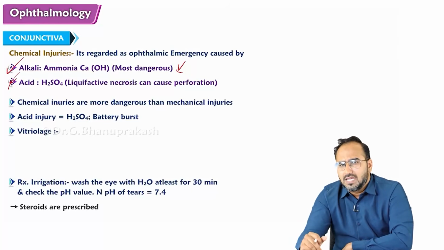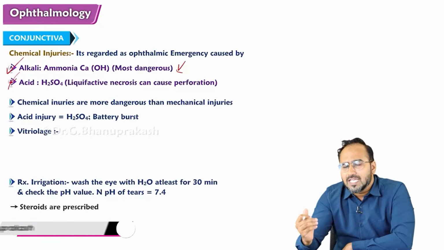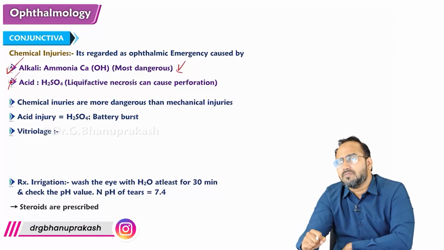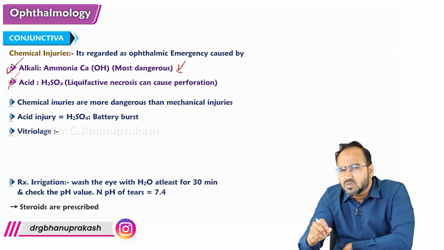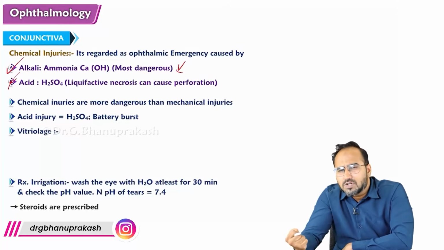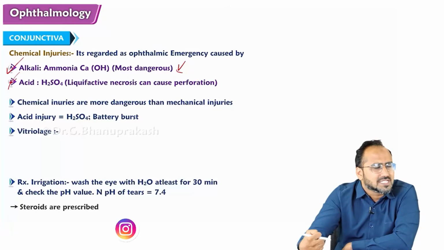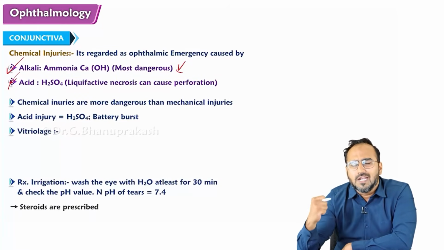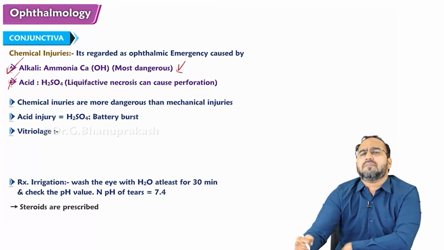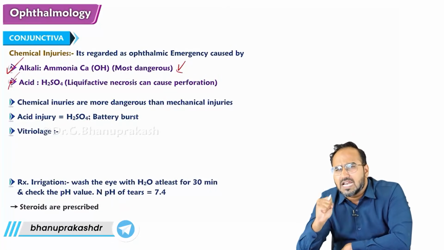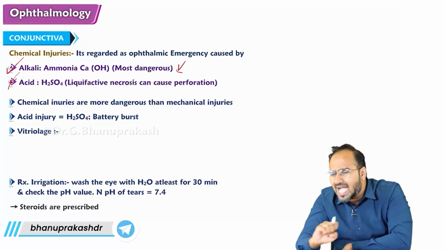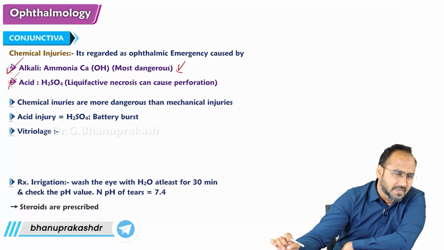Battery bust. In the acid injury, that's the worst type of injury, called vitriolage. In vitriolage or battery bust, while opening the hot battery, if the battery water spills in the patient's eye, what will happen? It will damage the lacrimal glands and the goblet cells. If lacrimal glands are damaged, there is no aqueous layer formed in the tear film.